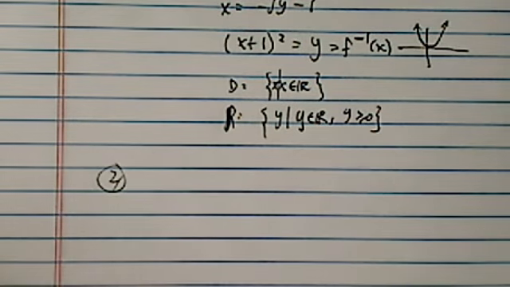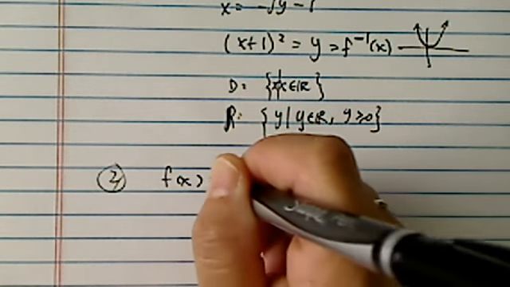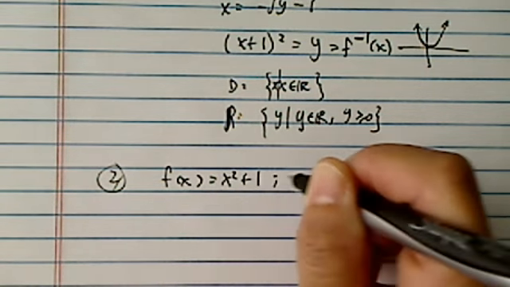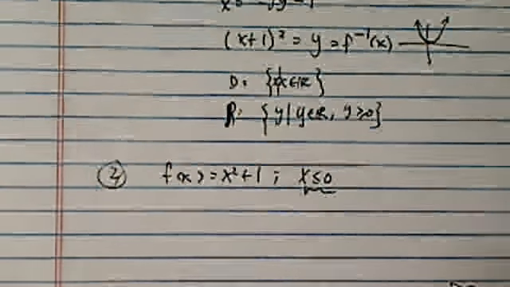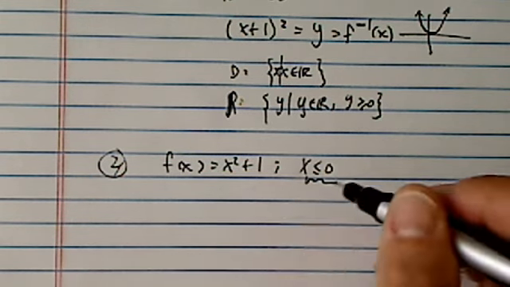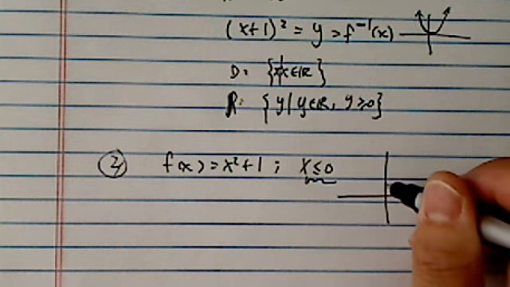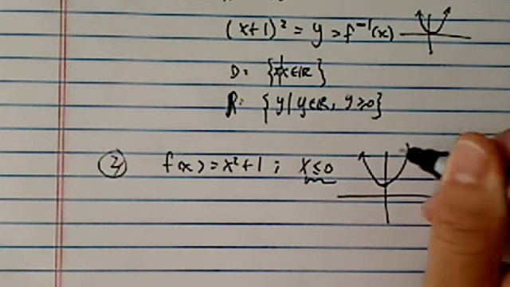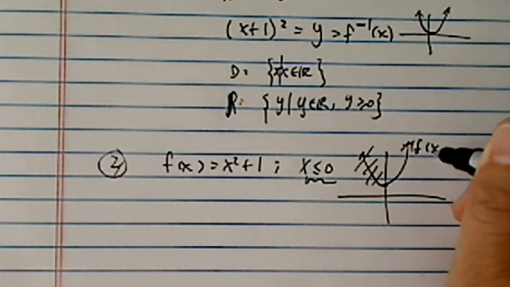Let's do the third one. I have f of x is equal to x squared plus 1, x is less than 0. Once again, this ensures that the inverse is a function, because otherwise this curve looks like that. Since x is restricted, this is our function.